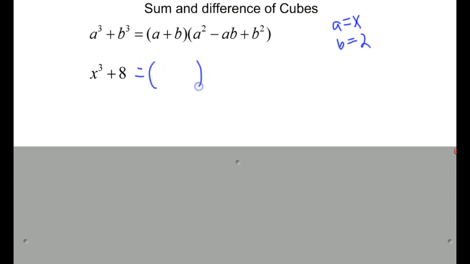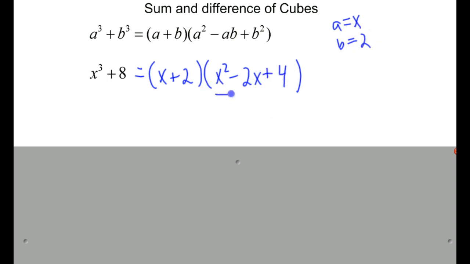Because really, without knowing this formula, this would be a very difficult factoring problem. How do you factor that? There's no GCF. It's going to be really tough. So we plug in a and b: it's x plus 2, times a squared, which would be x squared, minus, just go with whatever the sign is there, a times b, which would be 2 times x, plus b squared, which would be 4.